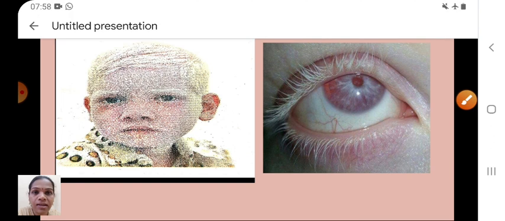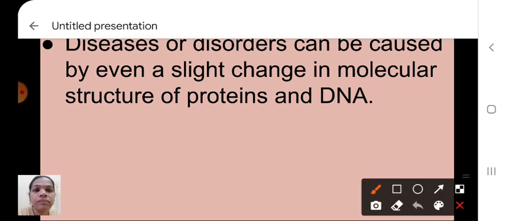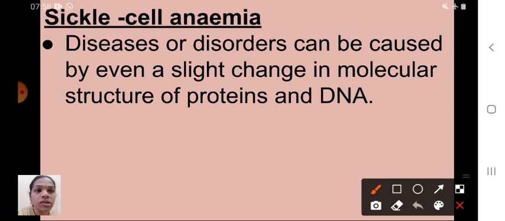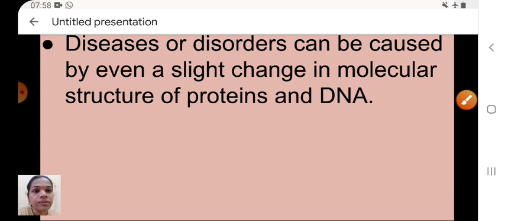Next one is sickle cell anemia. Okay. See here, sickle cell anemia. These diseases or disorders can be caused even by a slight change in the molecular structure of proteins and DNA. Okay, these diseases can be caused by slight, very minute changes. Where are those minute changes? See here, molecular structure of proteins and DNA. You know very well where DNA is, isn't it?